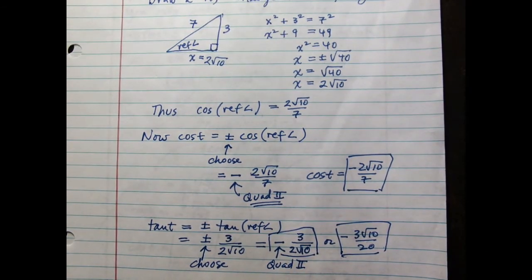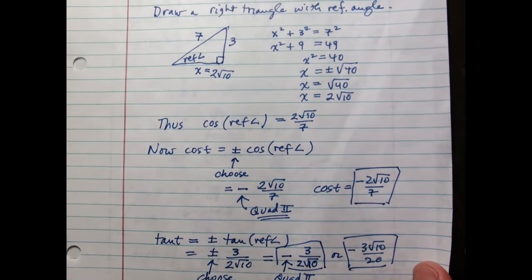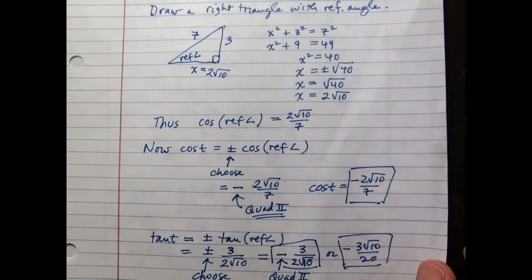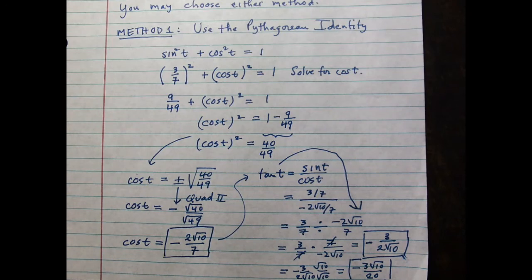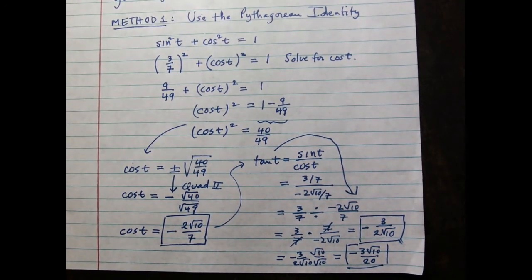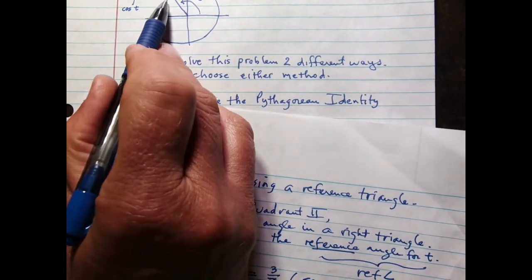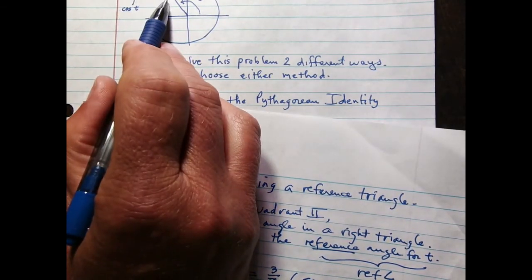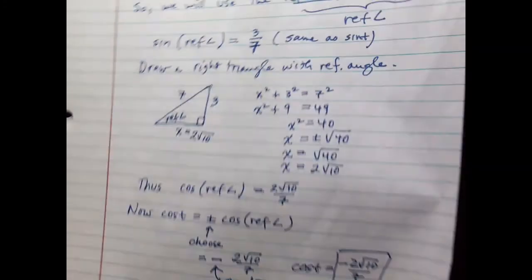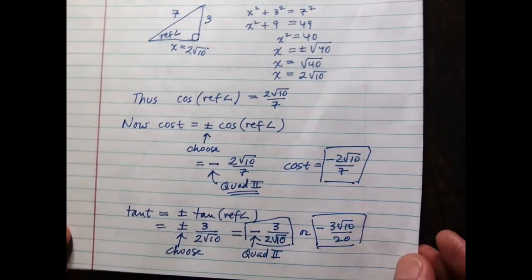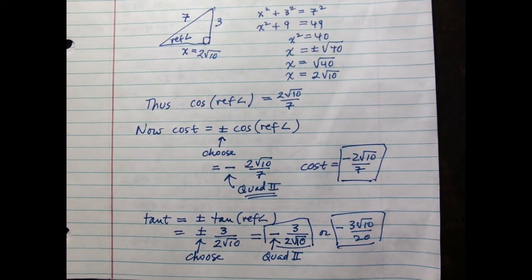So that's the reference triangle way to do the problem, using a reference angle and a reference triangle. We're going to contrast that with our method 1 solution, which used the Pythagorean identity. There we just worked with t. In each case, we had to be very much aware of the quadrant that t was in, and the fact that the cosine of t would have to be negative since t is a quadrant 2 angle. Okay, so I'm just going to leave us at that, and we're going to do a little bit more of this in the next video.